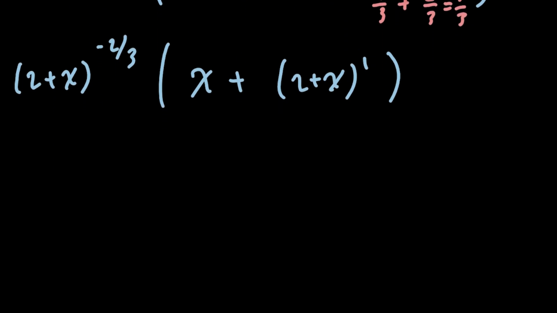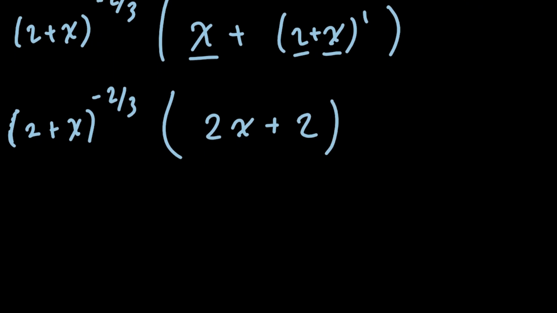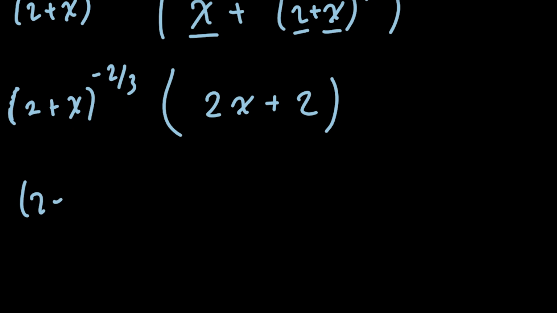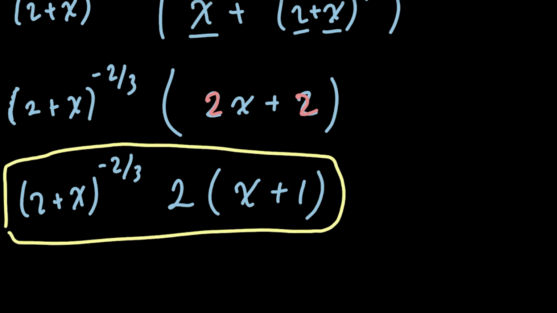So we'll have 2 plus x all to the power minus 2 over 3 multiplied by, just see here, we will have this x and this x, so we'll have 2x plus this 2 here. So we can just factor it more. So we'll have 2 plus x all to the power minus 2 over 3, and here we can just take this 2 as a common factor. So we'll have 2x plus 1. So this is the final solution.